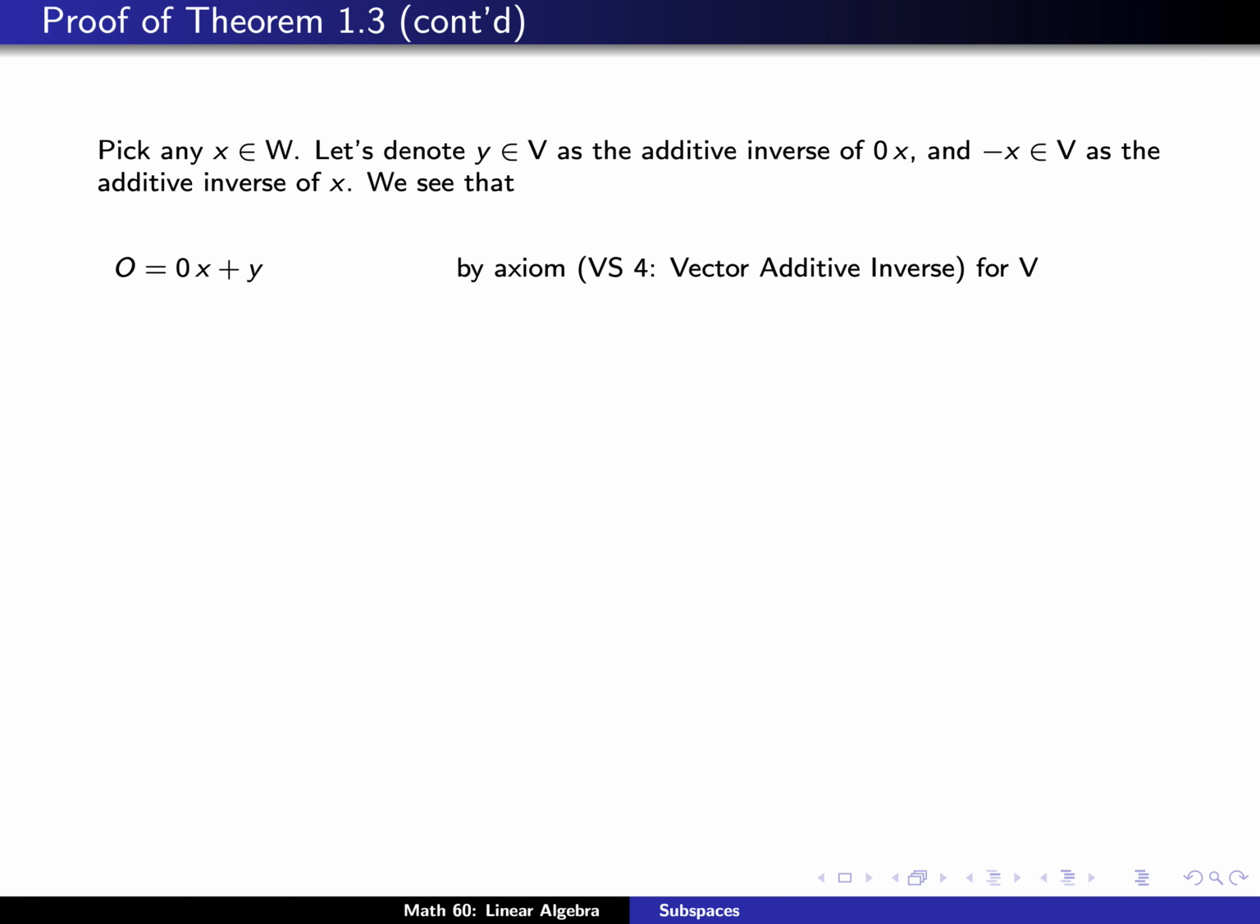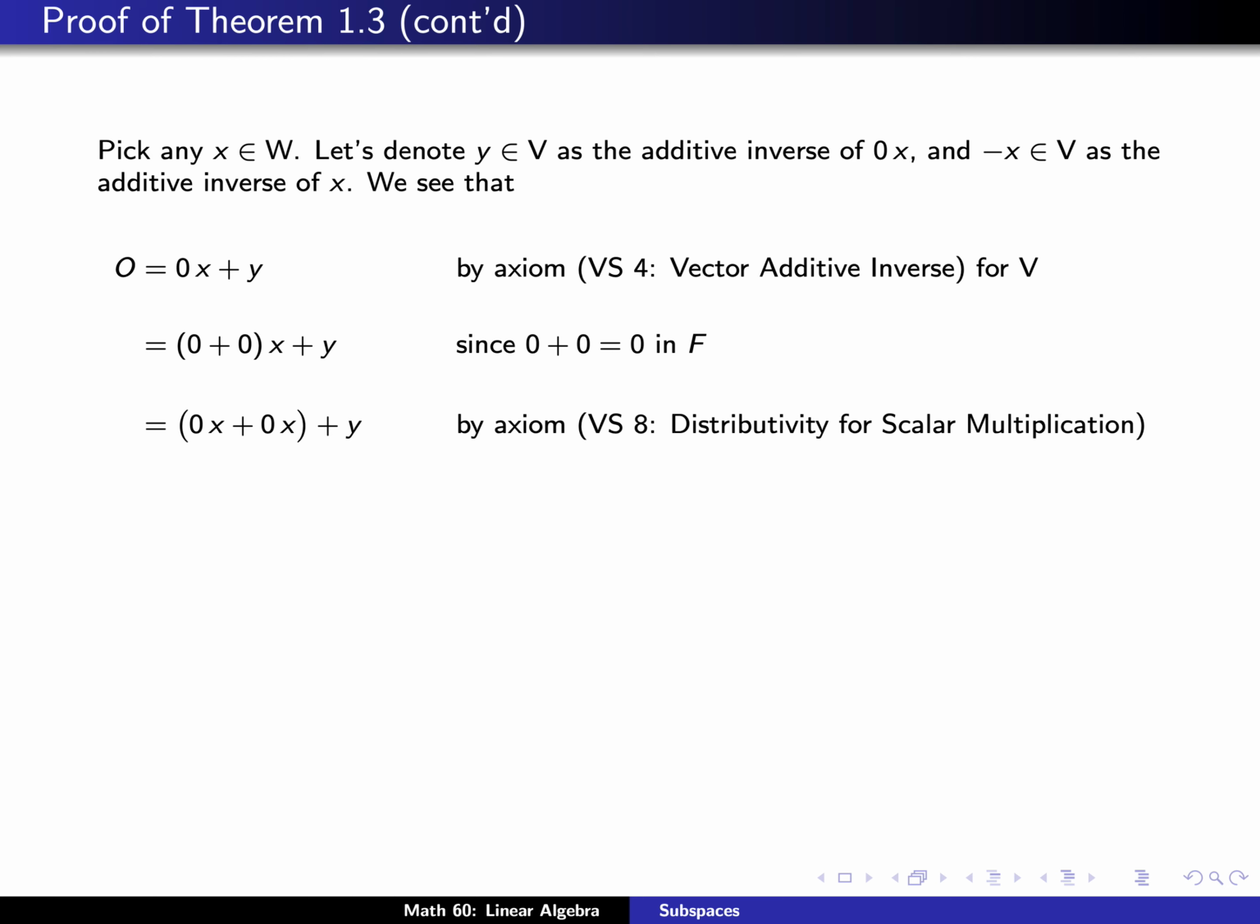So first, notice that the additive identity, capital O, must be 0x plus y. This is because by choice, y is the additive inverse of 0 times x. So by axiom VS4, for our vector space V, we know that 0x plus its additive inverse y must be the zero element. Next, we can use the fact that the zero number, not a vector, the zero number, 0 plus 0 equals 0, in our field F. Remember that we know that this holds for real numbers, and it is the same idea here.